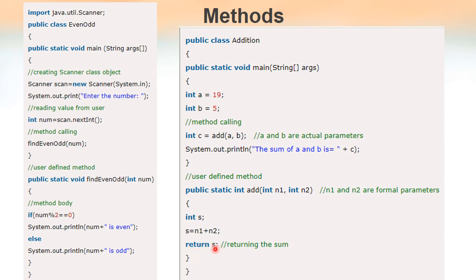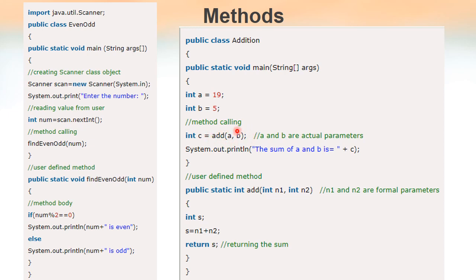When we return the value of s, what happens? The control is jumping back to the line from which it was called. Okay, so this is the line from which the method was invoked. So when the return statement is executed, it is jumping back to the same line from which the method was invoked. So this value of s will replace this add of a comma b after the execution of the method.